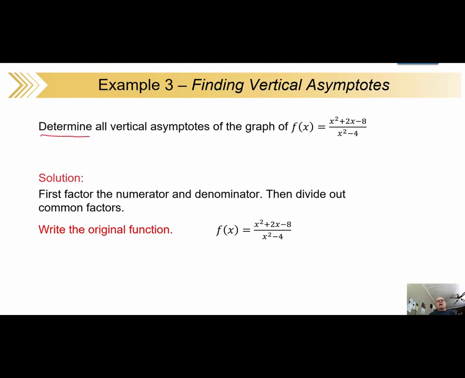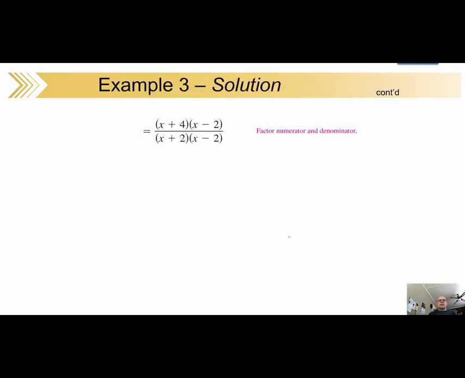Here's one for us to play with. Find all vertical asymptotes of the graph of f(x). Where are any, if there are any, where there are vertical lines that our graph is getting close to? First, if you're able to, factor the numerator and denominator. So here's a new trick. If you can factor this, and if you can factor that, it might make a big difference. In this case, it does.